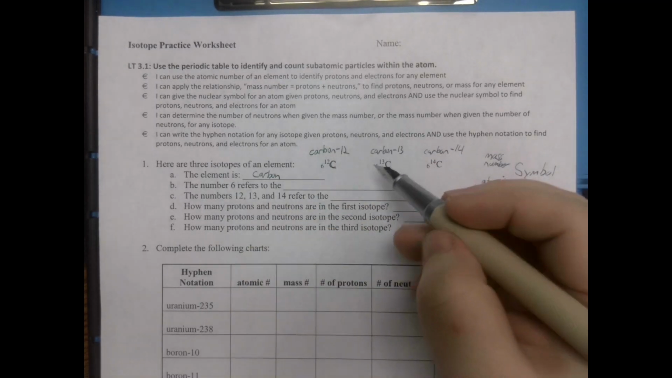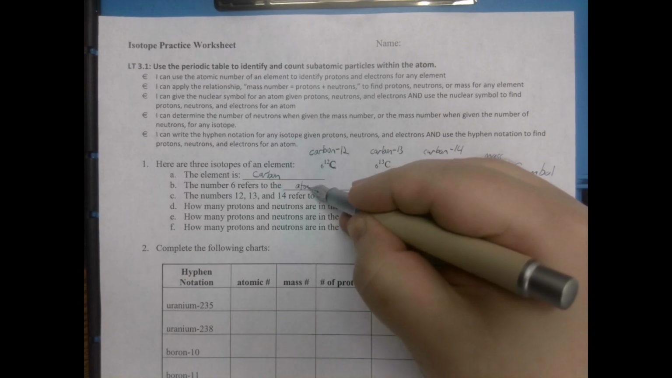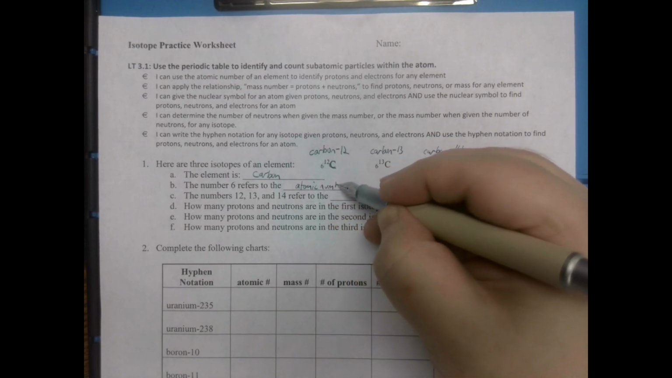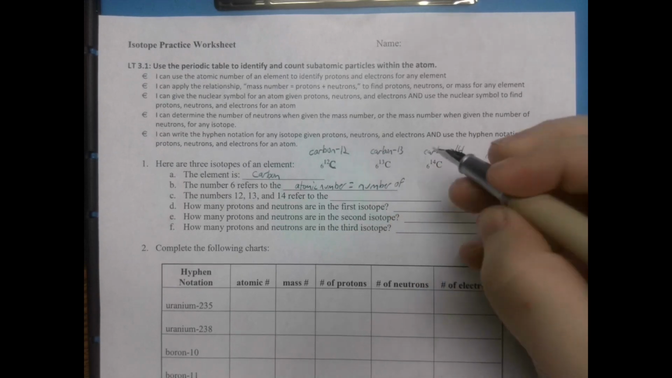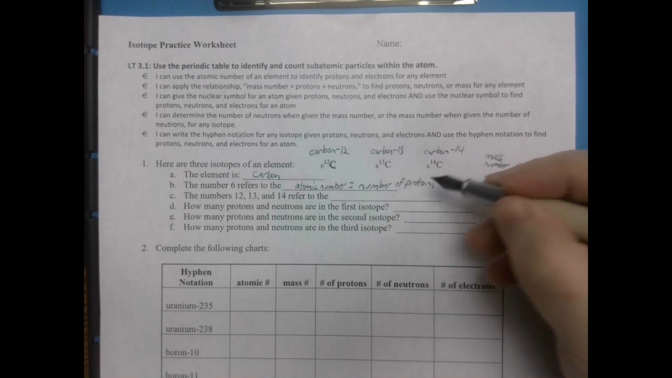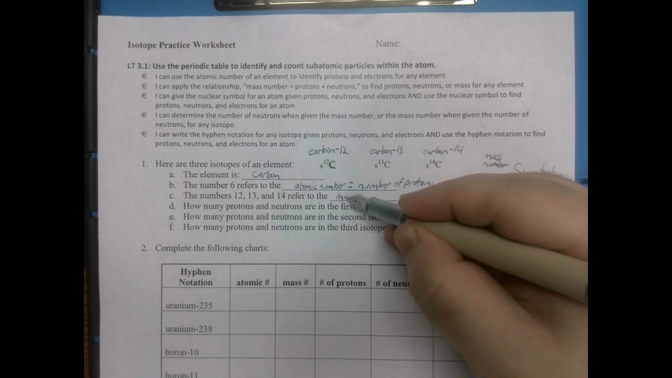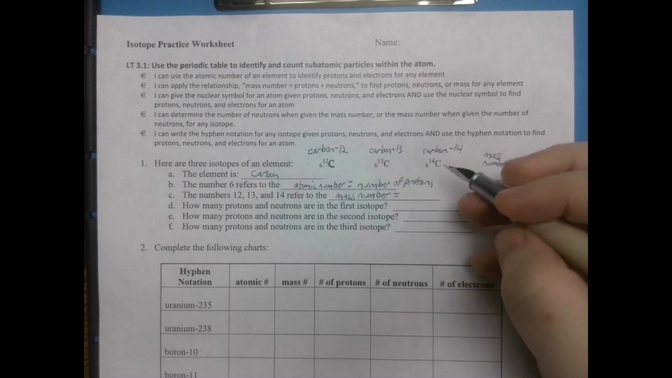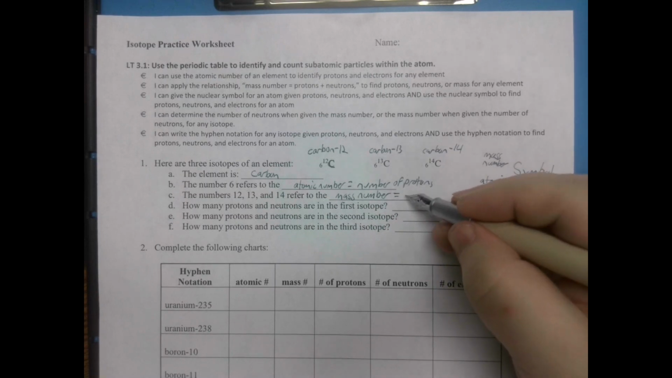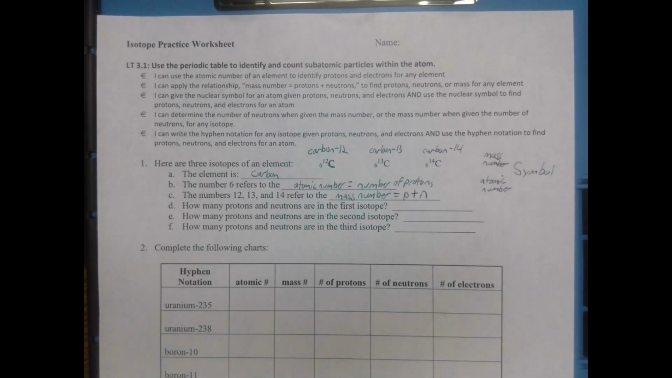The number 6 on all of them refers to what? The atomic number, which is equal to the number of protons. 12, 13, and 14 refer to what? The mass number, not the mass. The mass number is the number of protons plus the number of neutrons. So the sum.